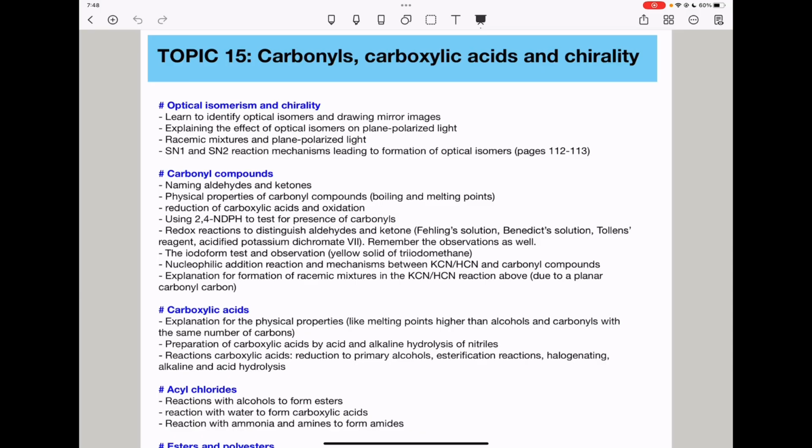You need to know about nucleophilic addition reactions and mechanisms involving KCN and HCN with carbonyl compounds. This is very, very common. It comes a lot, as well as this distinguishing and reaction with 2,4-DNPH and pH. Those come a lot. You need to know an explanation for the formation of racemic mixtures in the KCN-HCN reaction due to the planar carbonyl carbon.